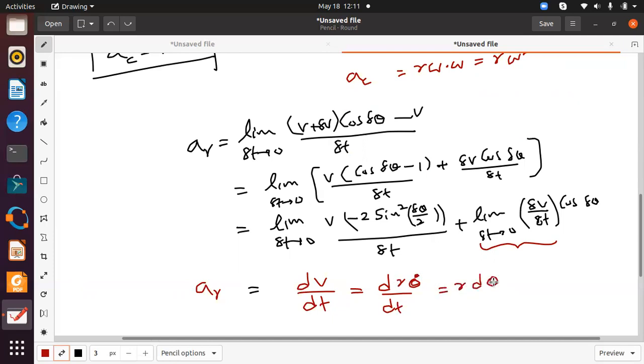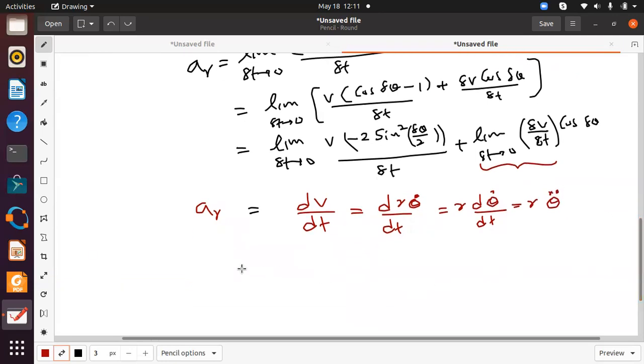Then here you get the derivative of theta dot. The derivative of theta dot is theta double dot, so we get r theta double dot. So the acceleration in the tangential direction is r theta double dot. This is the other equation.